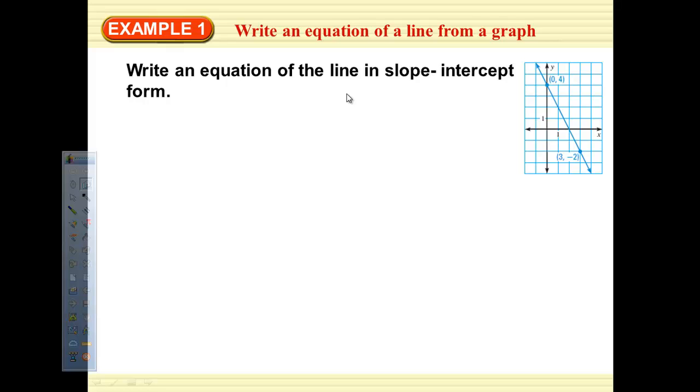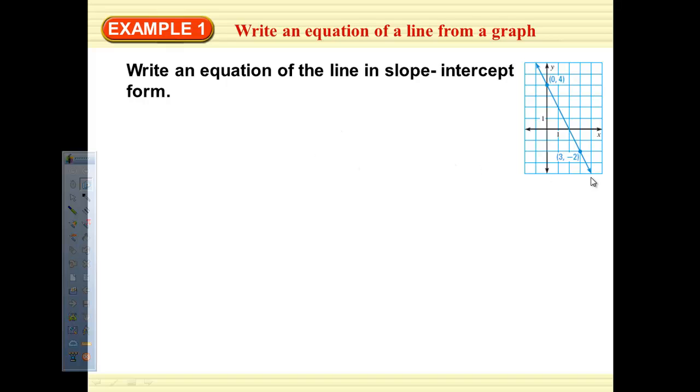Now we're going to look at writing equations of lines based on different information that's given to us. For this first one, we're given the actual line and we just have to write the equation of the line. First thing we need to do is find the slope.